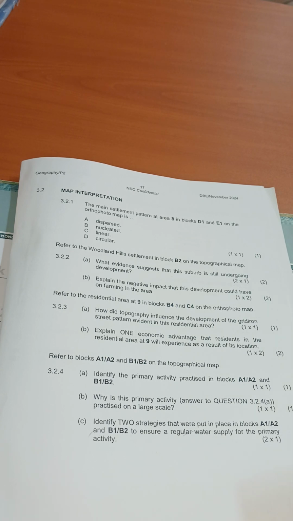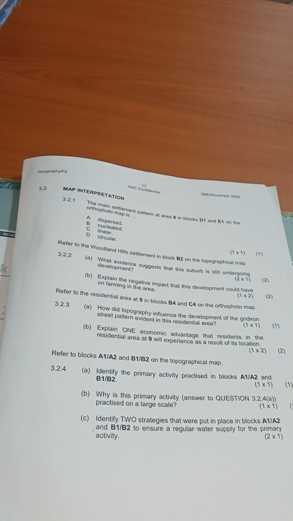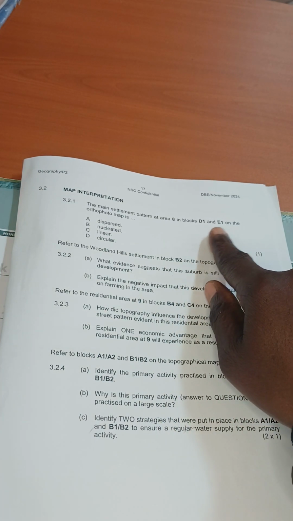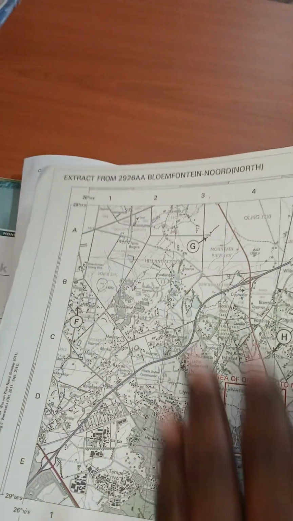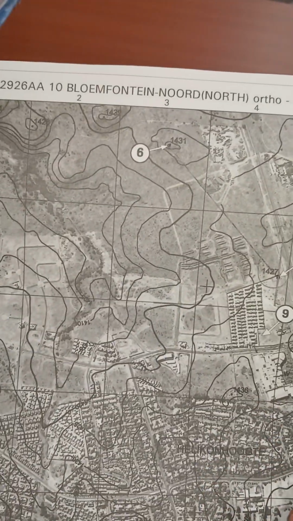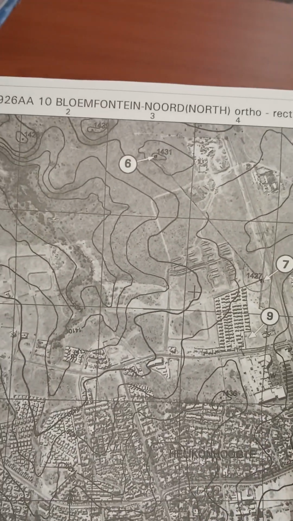So the most important thing that you have to do whenever you are answering map questions is to know the map that you're supposed to use. If you look at this question, it's saying D1 and E1 on the orthophoto map. When you look at the maps that you have got, this is your topographical map, and this is your orthophoto map, which means this is the map that we are going to use. Okay, let's go to the question.